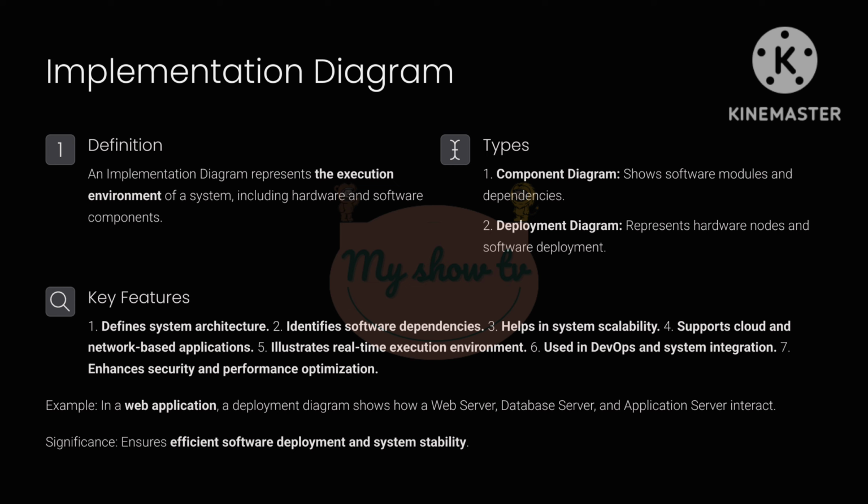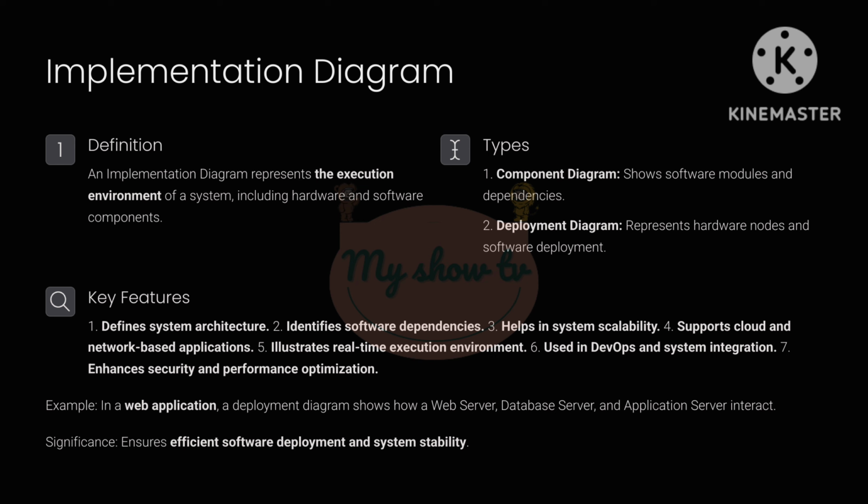Implementation diagram. Implementation diagrams focus on the physical structure of a system and how software components are deployed. Types. Component diagram represents software components and dependencies. Deployment diagram shows hardware configurations and software execution environments. Component diagram features modules, libraries, and executables. Dependencies between components. Deployment diagram features physical nodes, servers, devices, networks. Software artifacts deployed on nodes.